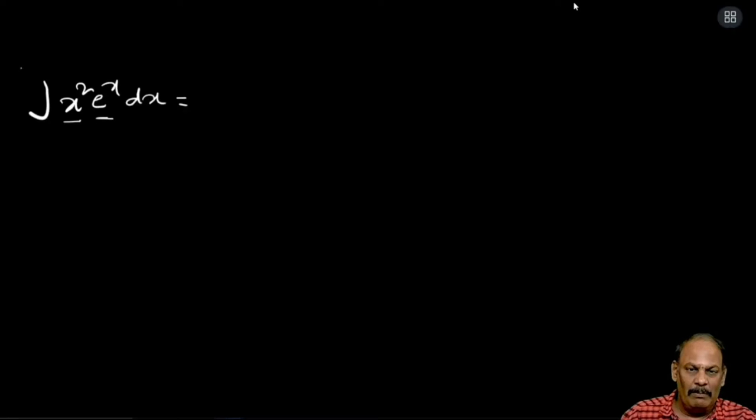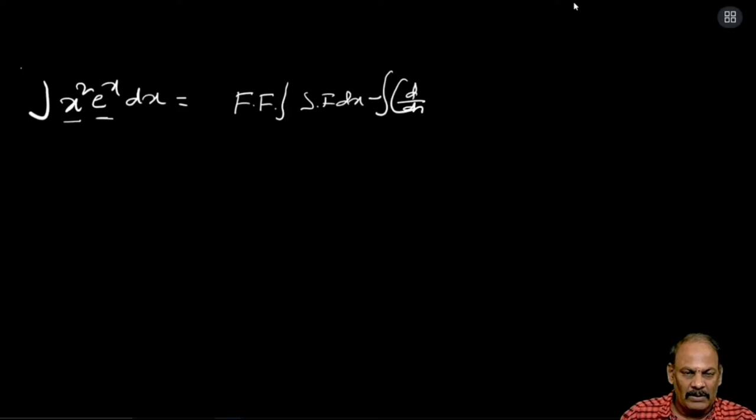What is the formula for the by parts? First function into integral of second function dx, minus integral of d by dx of first function into integral of second function dx, whole dx.